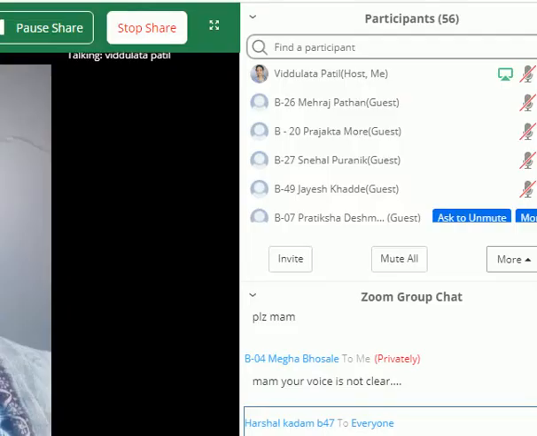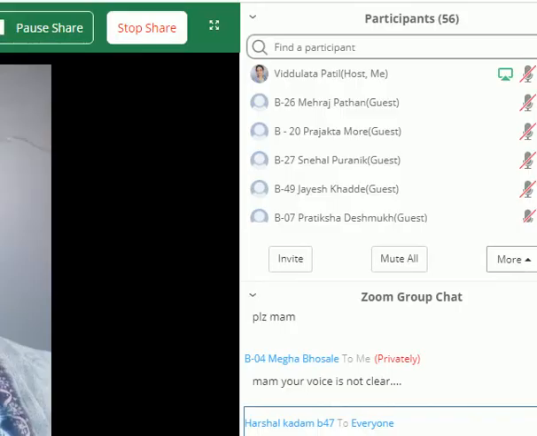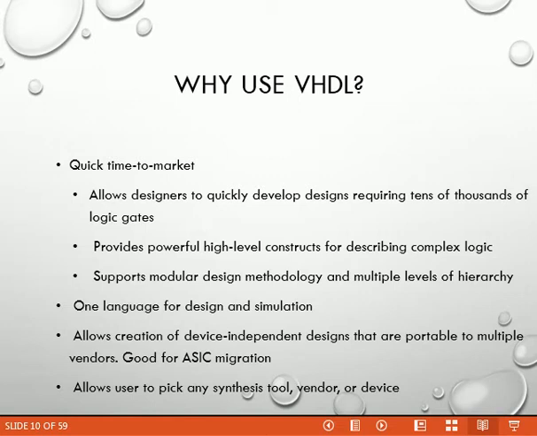Again, it is the one language which can do design as well as simulation. Also, it allows creation of device independent designs that are portable to multiple vendors. So, it is good for ASIC migration.